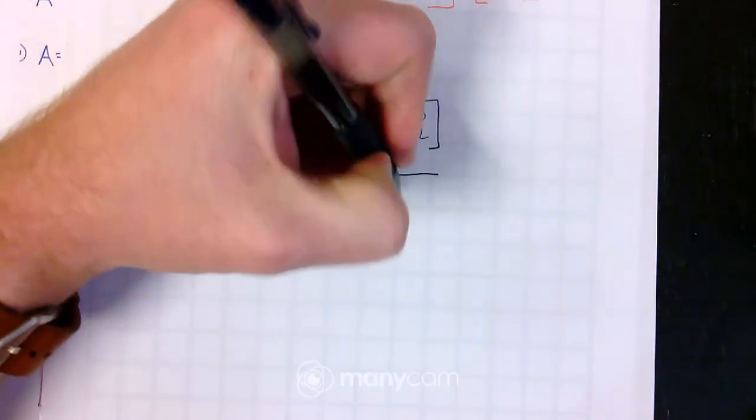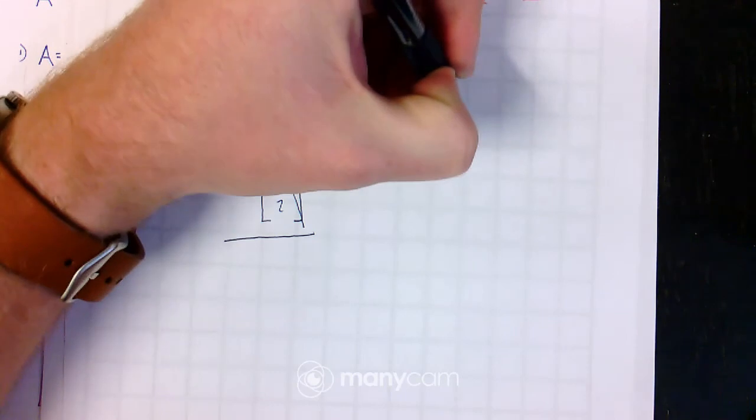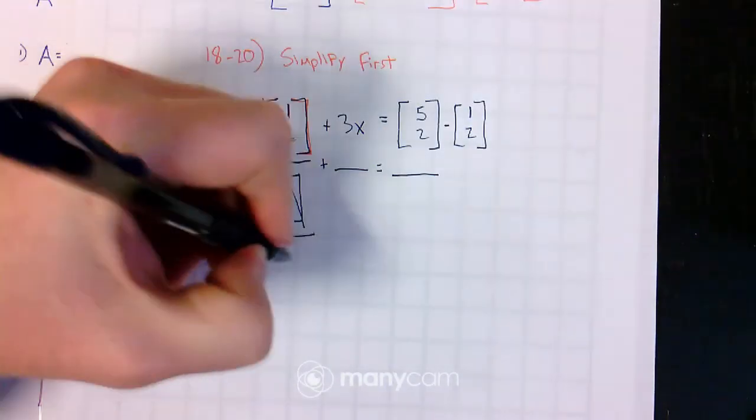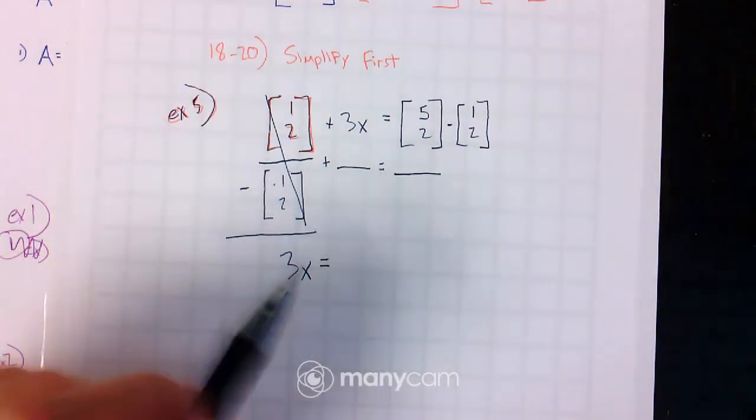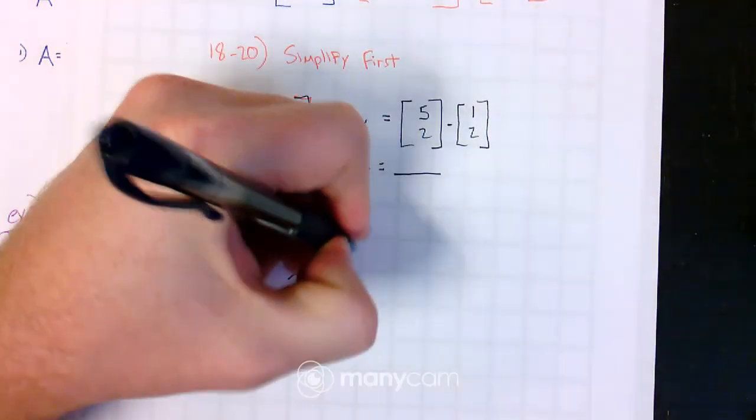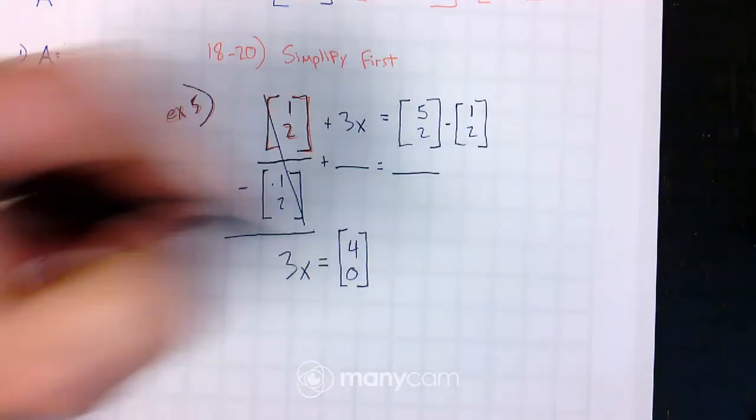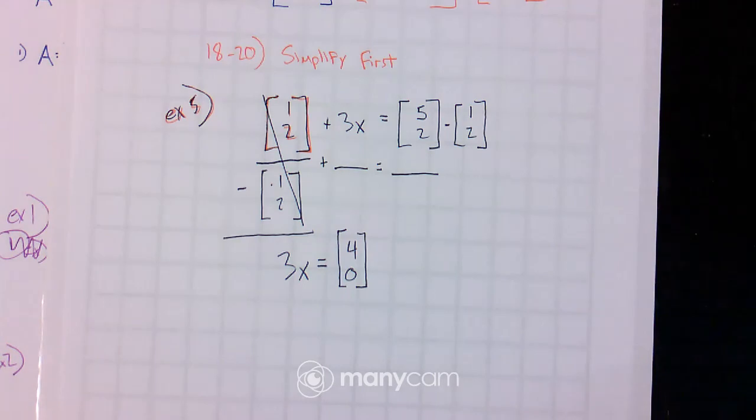On this side, I'm going to do the same thing. I'm going to write it up here so it's easier to see. This 1, 2, which should leave me with 3x. What is my matrix there? 4, 0, right? Okay. How would I normally get rid of the 3 so I can solve for x?